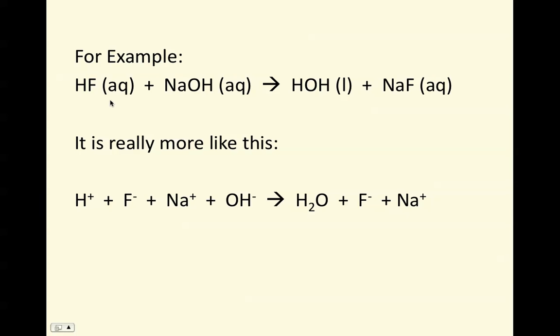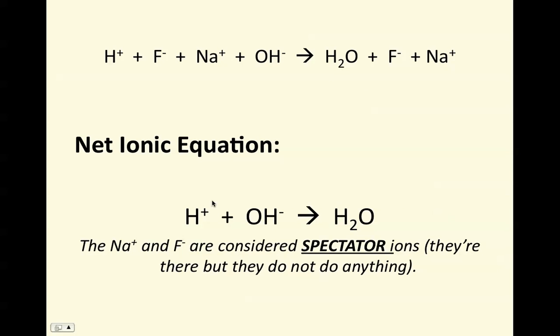Remember, when we write our total ionic equation, honors students, you should know what that is from a previous unit, where we're breaking apart all of our aqueous ions into their separate ions. Here I've just left out the aqueous next to them. So if this is really what it's like in solution, then we can get our net ionic equation, which is H plus, our hydrogen ion, plus our hydroxide ion making water. This shows that Na and fluoride ions are considered spectator ions. They're there, they're just not participating in the chemistry of the neutralization reaction.